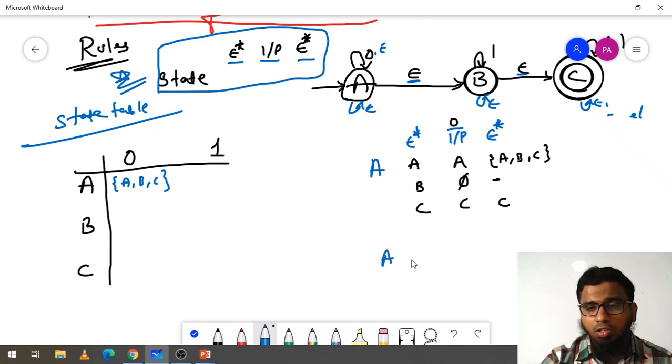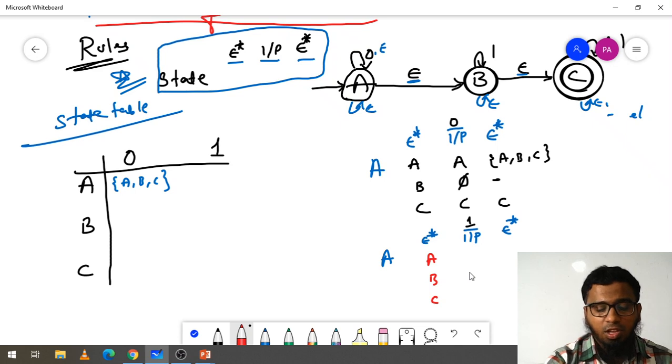In the same way we need to do the next one, A, then epsilon and input, same thing, epsilon closure, input. And what is the input now? We have input 1 and here epsilon star. So what is the A epsilon? As I told you, ABC.